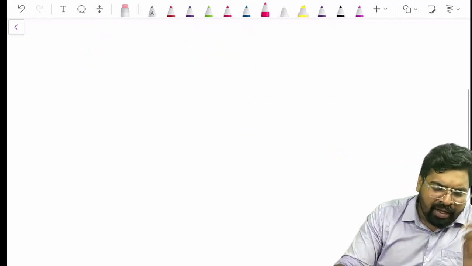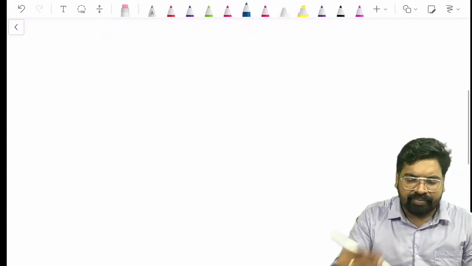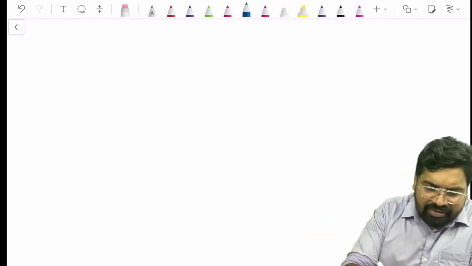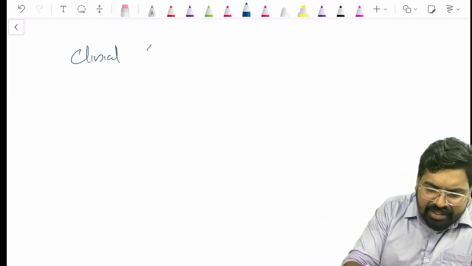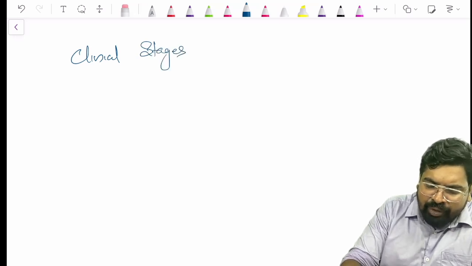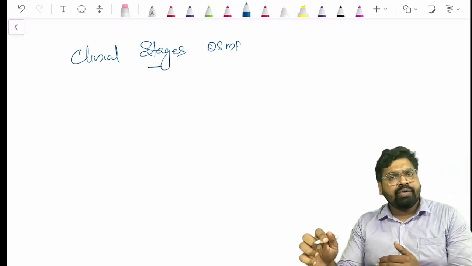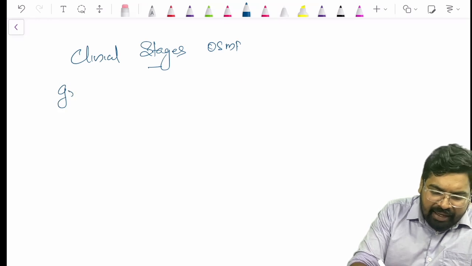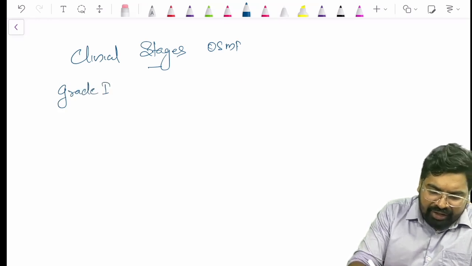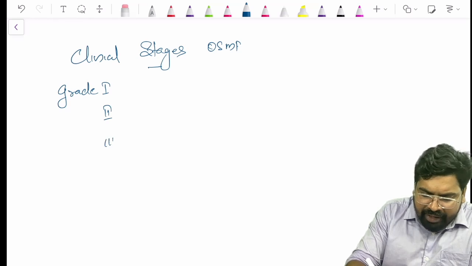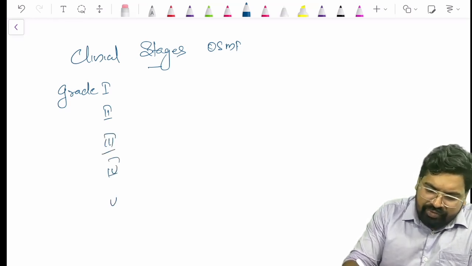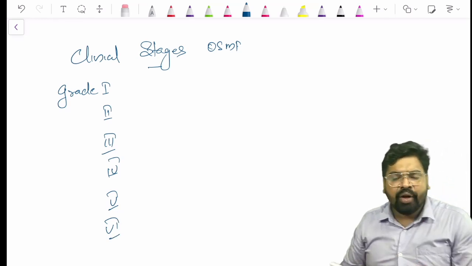And last one, there is a clinical staging. What are the clinical stages of your oral submucous fibrosis? Clinically we grade it into 6 grades, grade 1 to 6. So I am going to grade it, going through grades 4, 5 and 6 as well.